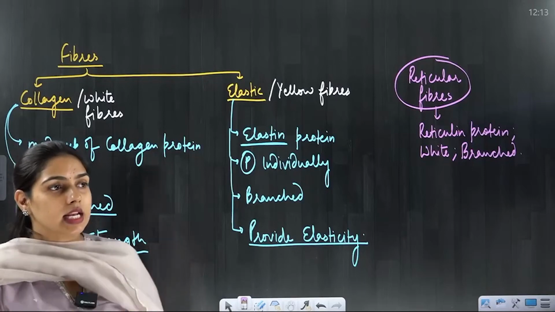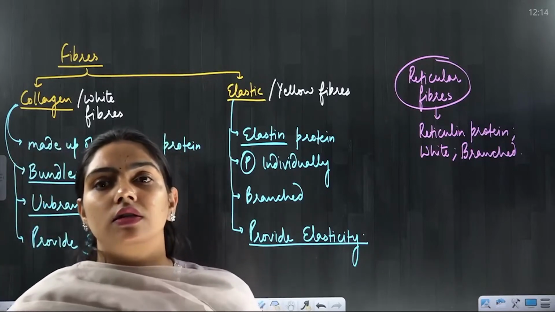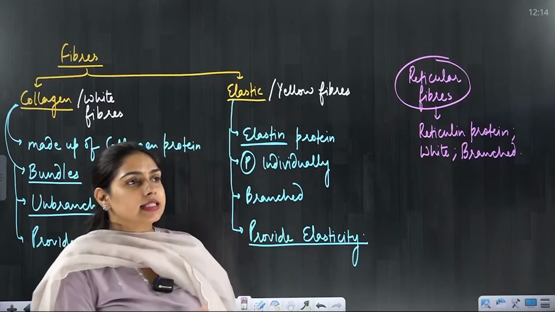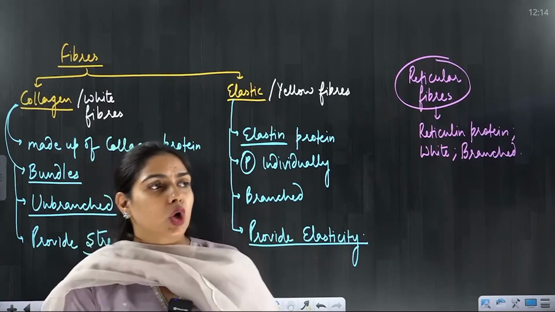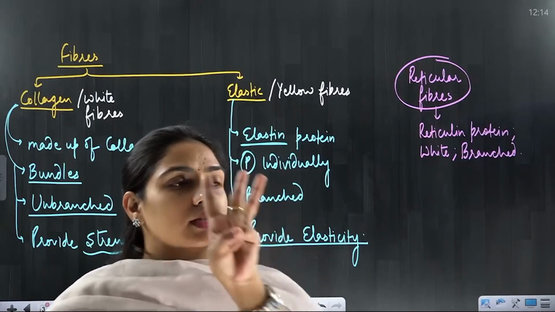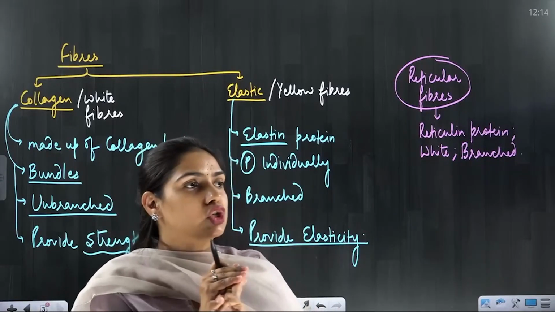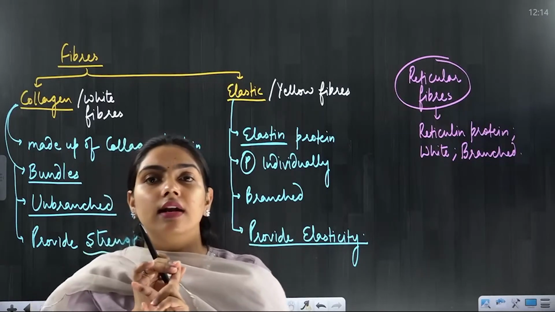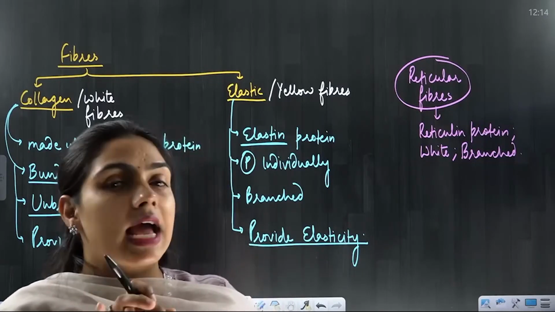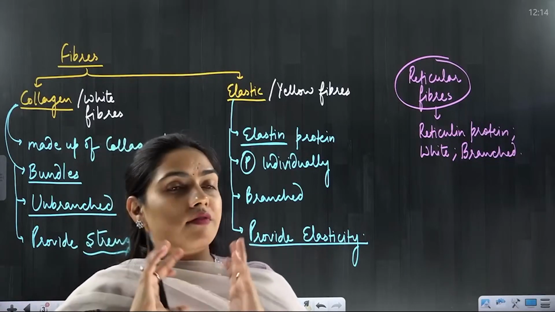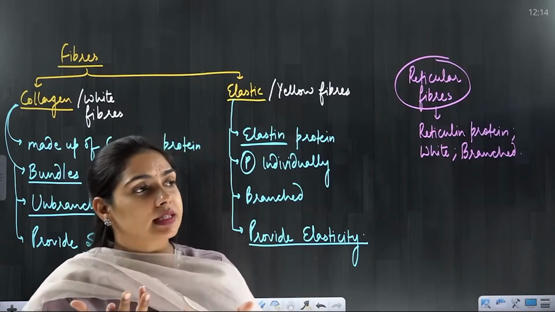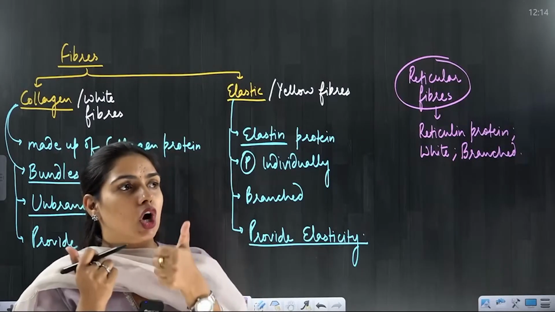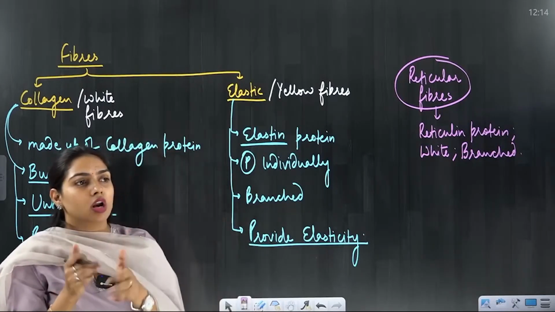So tell me, till here, have you understood the components of connective tissue? Please tell me in the comment section, have you understood the three components of the connective tissue? The three components are matrix, cells and fibers. Where are these cells and fibers present? They are present in the matrix. All right.